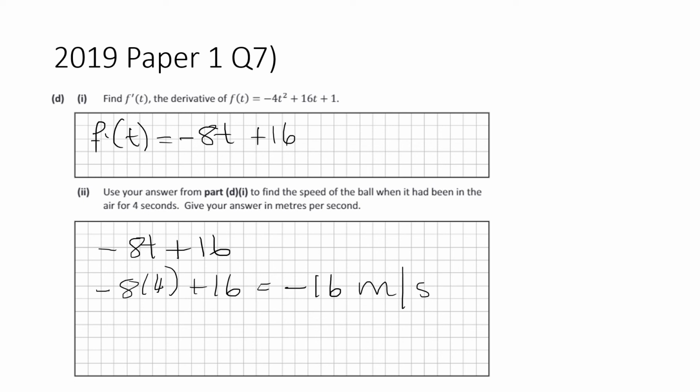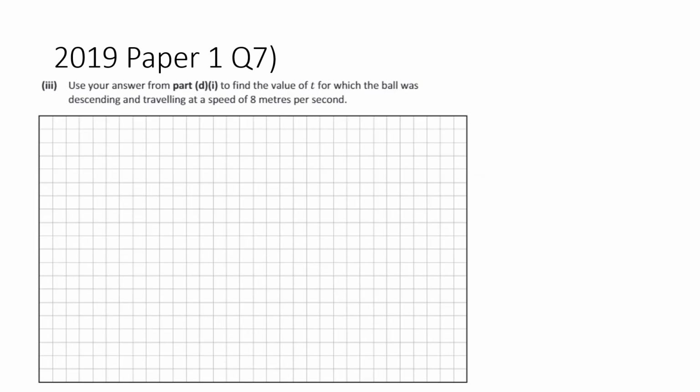That is 10 marks. For part 3, use your answer from D part 1, which was minus 8t plus 16, to find the value of t for which the ball was descending and travelling at a speed of 8 metres per second. Again, the ball is changing over time, so that's why we're using the first derivative. We know that it's descending at 8 metres per second, so we're going to use a minus 8 because it was descending. So it means it was slowing down.